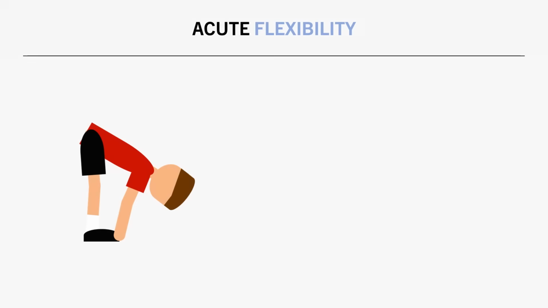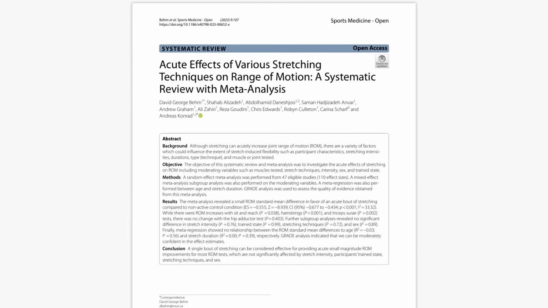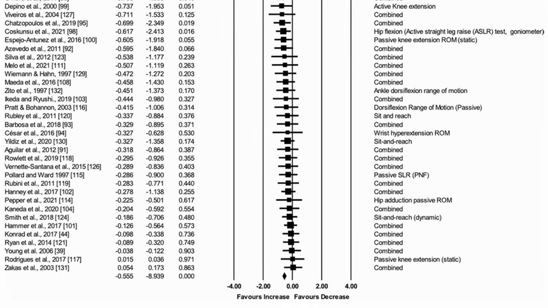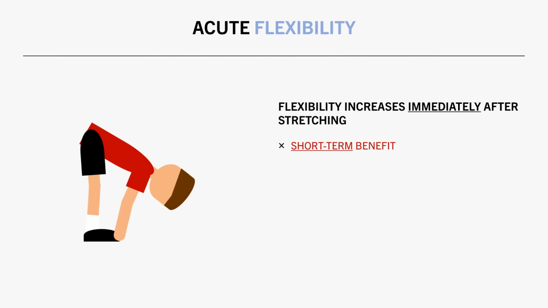Not surprisingly, stretching increases range of motion immediately after performing it. This meta-analysis found that stretching acutely improved range of motion in almost all of the 47 studies included in the analysis, with the overall effect showing that range of motion increases acutely to a small magnitude. However, this acute improvement in flexibility doesn't last all that long. Depending on the stretching duration, flexibility seems to last somewhere around 1 to 3 hours post-stretching.